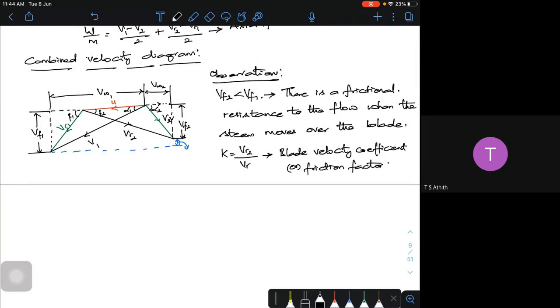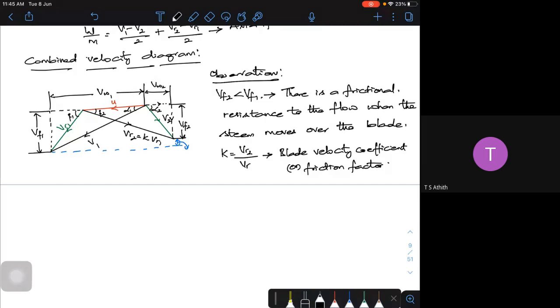Because in that case, what will happen? Your VR2 will be K into VR1. When it gets reduced by, say, your VR1 is equal to something like 200 meters per second, and K is equal to 0.9, then 0.9 into 200 is around 180. Once I draw the 180 meters per second, automatically your flow velocity component gets reduced. So this is the blade loss, the losses due to friction.